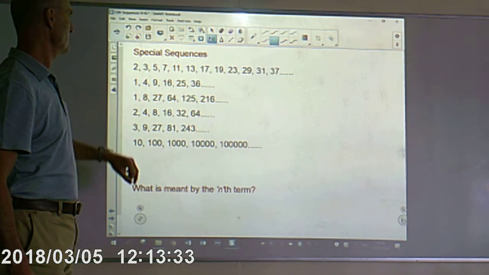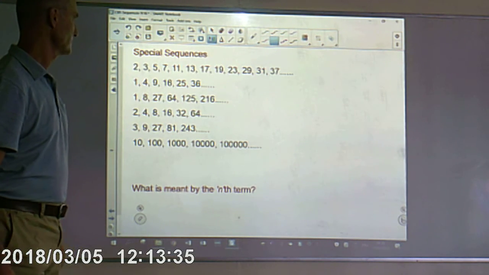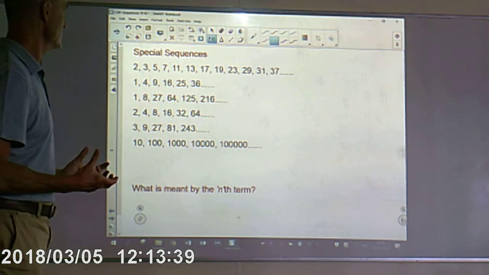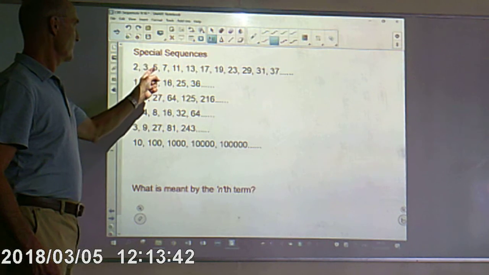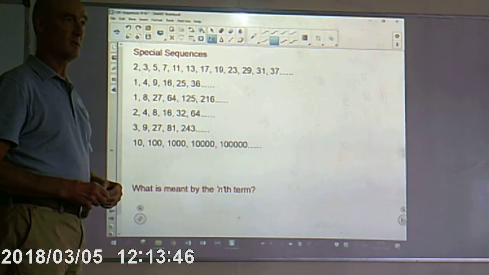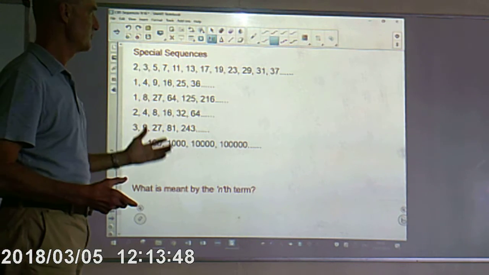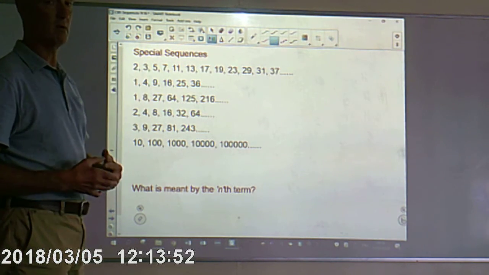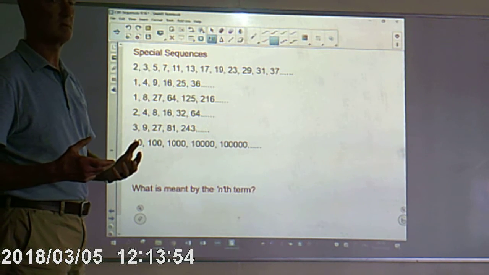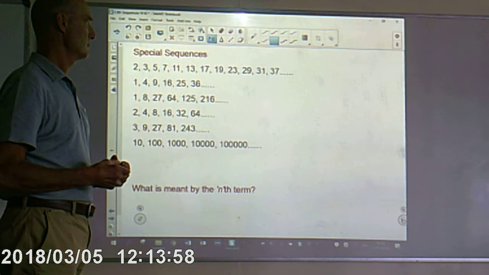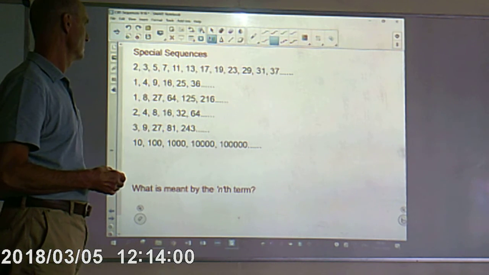Now there are some special sequences, and you should be able to recognise these. 2, 3, 5, 7, 11, 13, 17, 19, 23. Hopefully, most of you recognise that for what it is. It is a sequence of odd numbers. They're all odd numbers. Odd numbers can't be divided by 2.